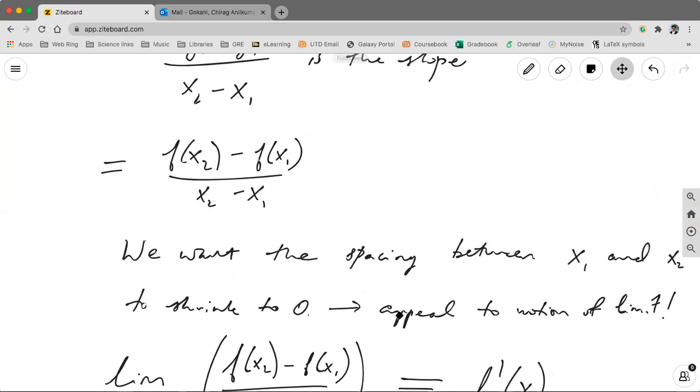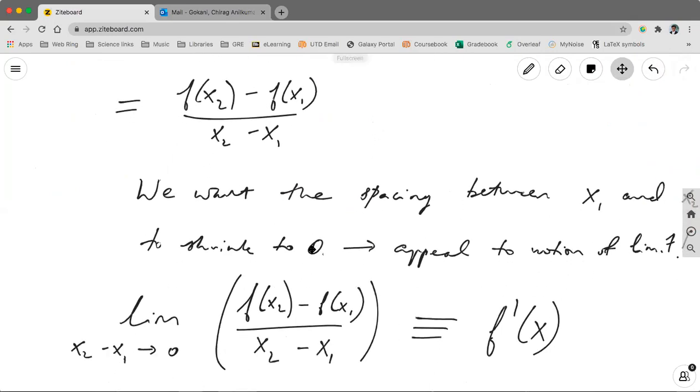And I said that you can appeal to the notion of the limit, right? So again, we want x2 minus x1 to approach 0. And this is exactly the statement that I want: the limit as x2 minus x1 goes to 0 of the slope. This is the exact definition of the derivative, and the derivative is denoted by f prime of x, okay?